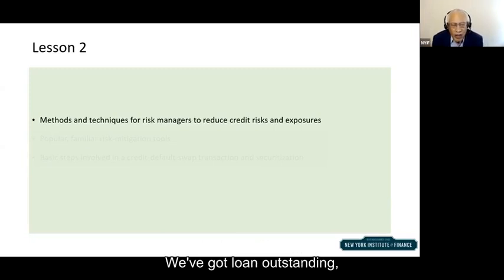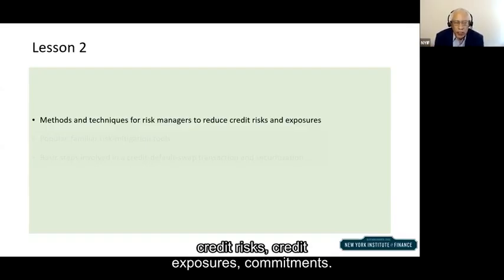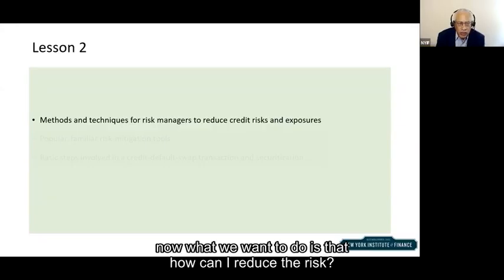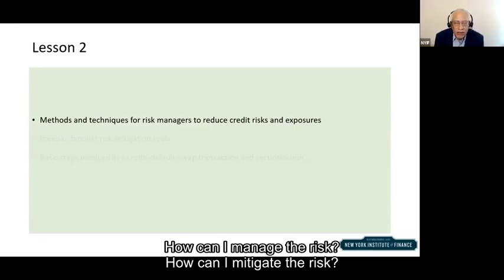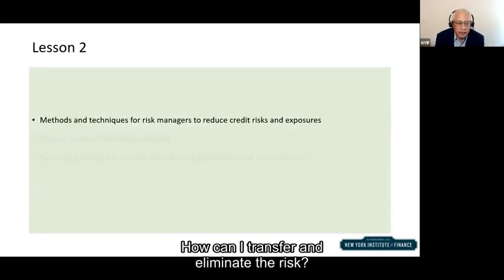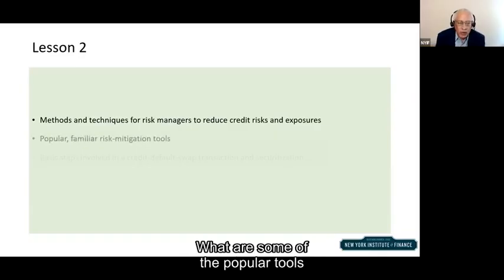We've got loan outstandings, credit risks, credit exposures, commitments, and we have these exposures. Now what we want to do is say, how can I reduce the risk? How can I manage the risk? How can I mitigate the risk? How can I transfer and eliminate the risk? What are some of the popular tools and methods of being able to do so?